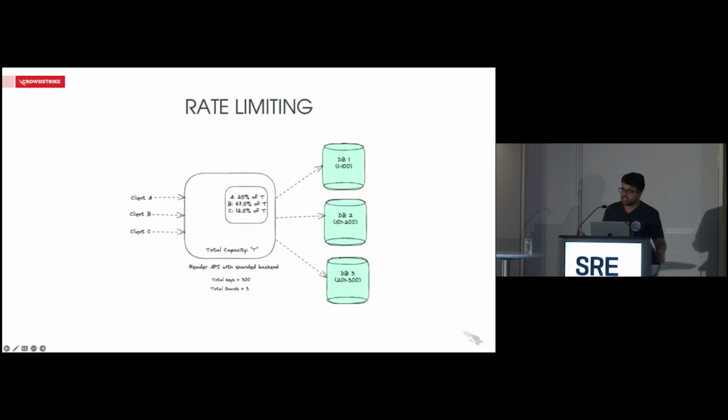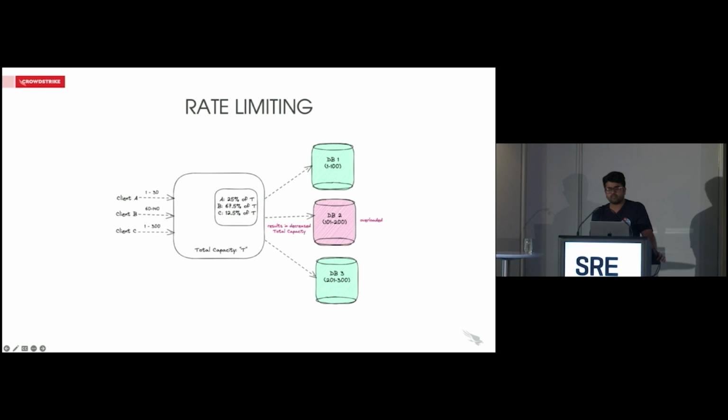Now imagine if the reader API is communicating with a sharded data store. For the sake of simplicity, let's say we have three clients, A, B, and C, and they make requests over specific key ranges that are distributed over this sharded data store. The adaptive rate limiting algorithm will still work nicely as long as all the downstream shards are either healthy or all unhealthy at the same time. And if one of the shards is overloaded or underperforming for whatever reason, the adaptive rate limiting algorithm will respond to that feedback and bring down the total capacity of the system.